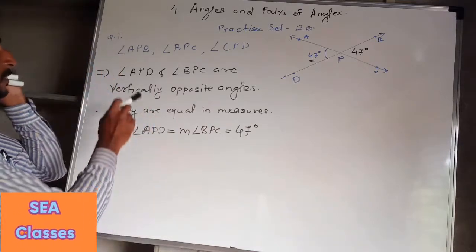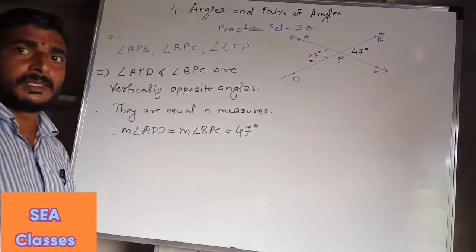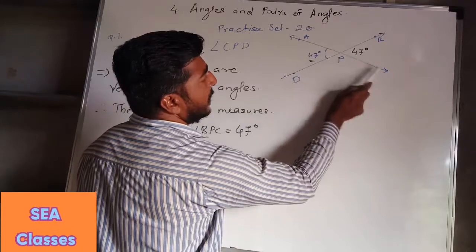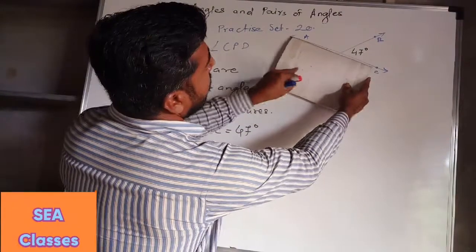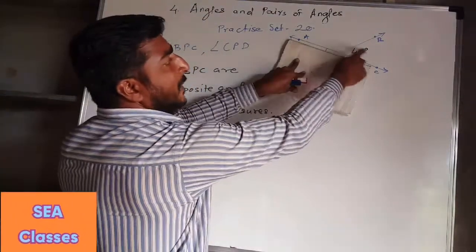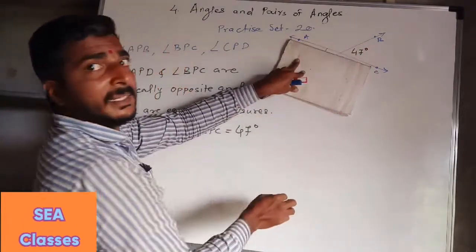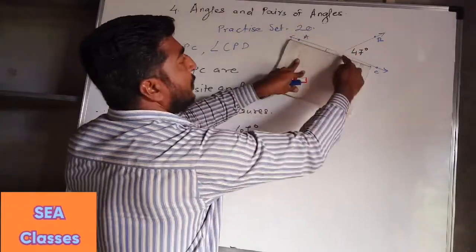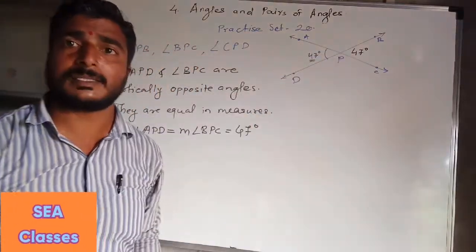Then the remaining angles, APB and BPC, you have to find out. Now you can see in this figure, angle APB and angle BPC, this portion you can see here. Which type of angles do you find that? They are the linear pair angles. And you know that linear pair angles are always supplementary, means they should have the sum of measure of 180 degrees. Means the sum of those two angles is 180 degrees.